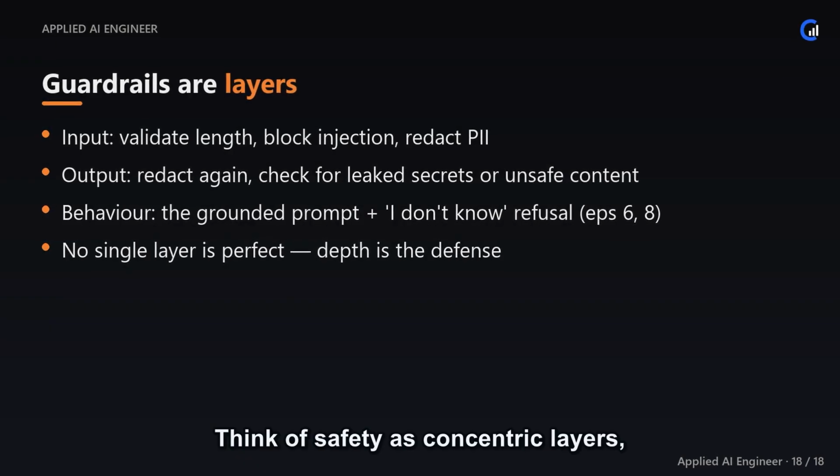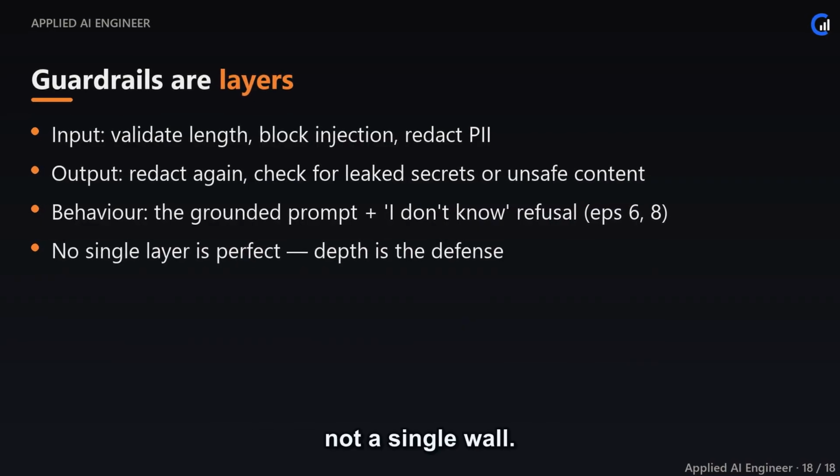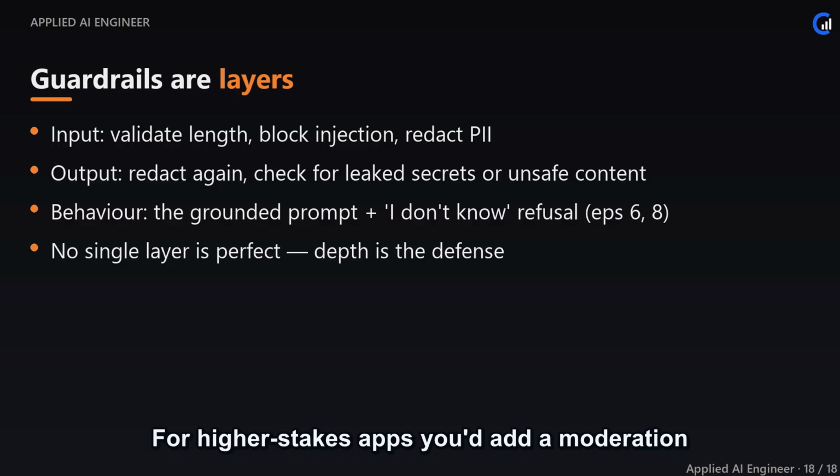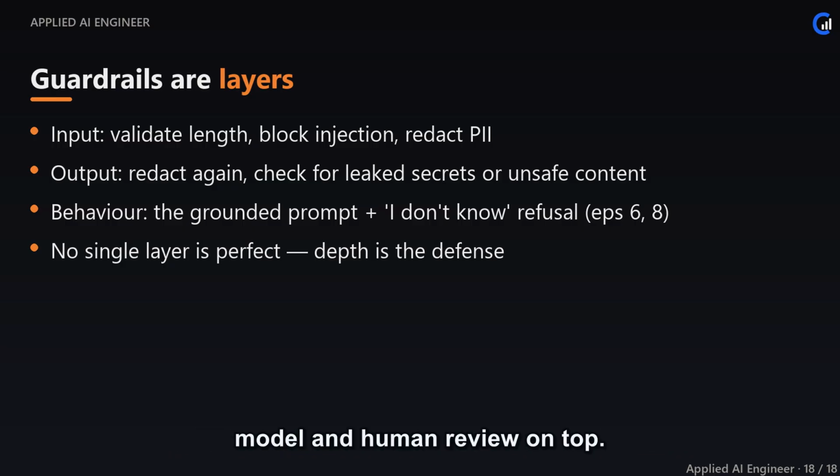Think of safety as concentric layers, not a single wall. The input layer validates and sanitizes. The output layer redacts and screens what comes back. The behavioral layer, the grounded prompt, and the refusal habit we built into Atlas keeps it from inventing answers in the first place. For higher stakes apps you'd add a moderation model and human review on top. No layer is perfect alone, their overlap is what makes the system hard to break.